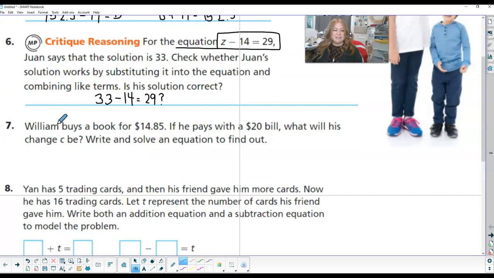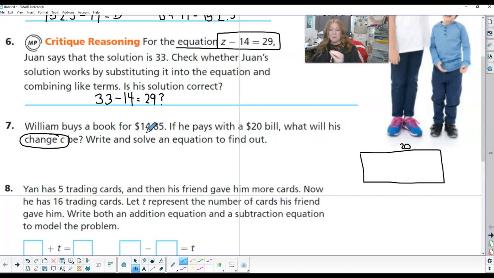Number 7 says that William buys a book for $14.85. He's going to pay with a $20 bill. So he has the $20. And what will his change be? So, right, how much is left over? So what is he starting with? Here's all the money he has. That's $20. And we can see he spent some of it. So if you spend money, what are you doing? Right, you're getting rid of it. So he spent $14.85.